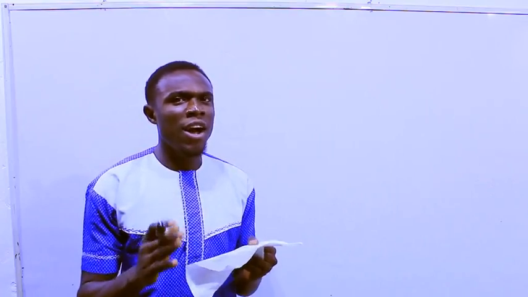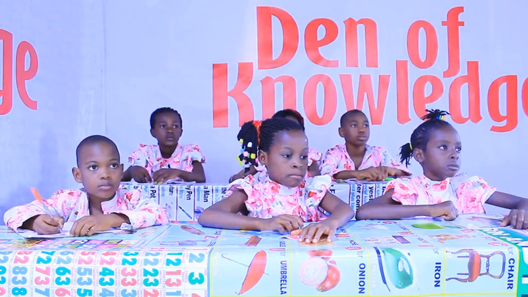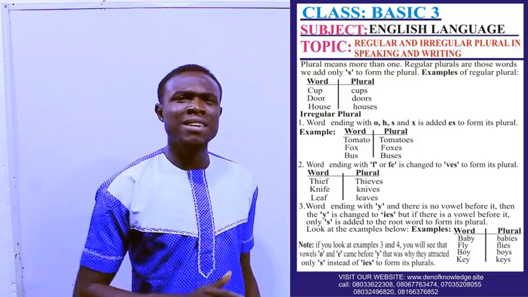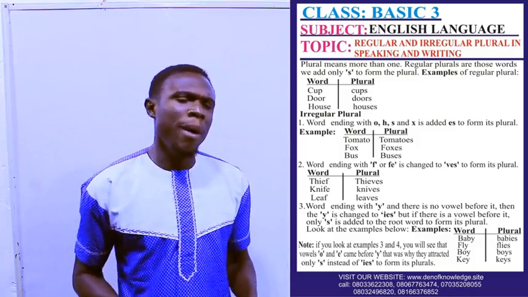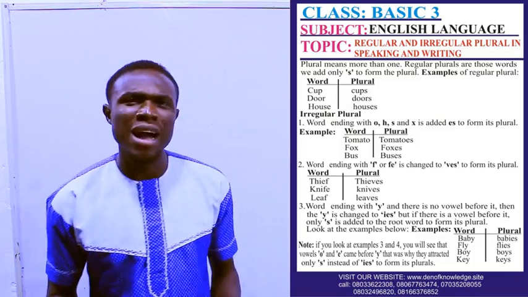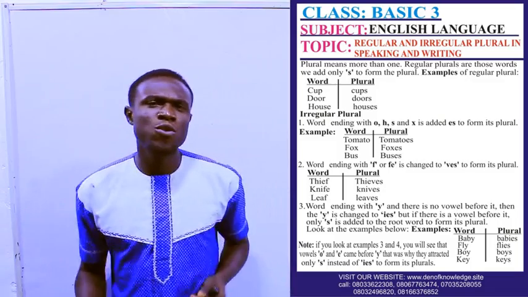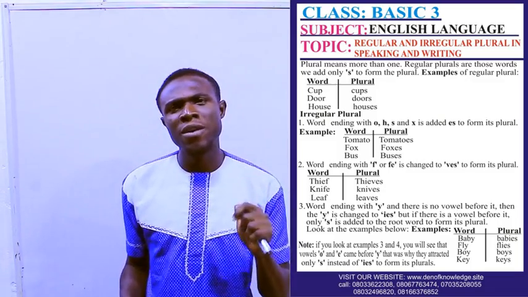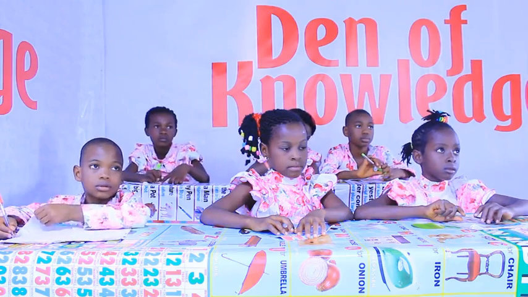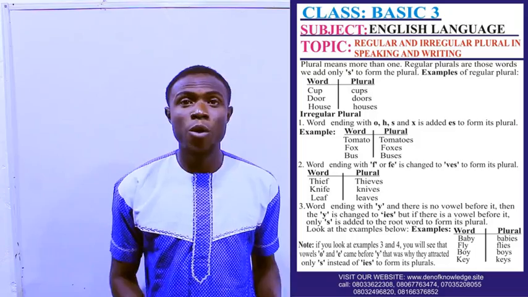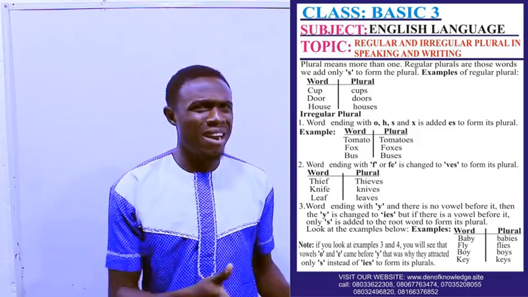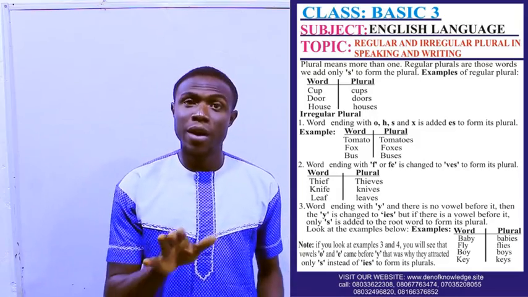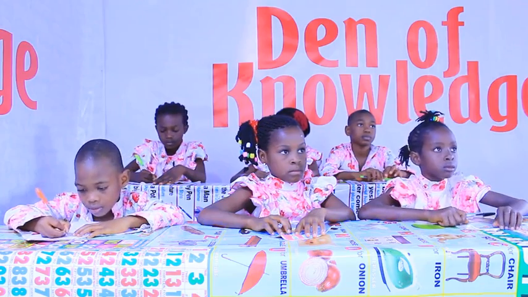Regular and irregular plural in speaking and writing. That's what we'll do today. Remember, the last time we did noun, we looked at plural form of noun. And I told you that plural form of noun has different forms. We have the one we call regular and the one we call irregular. And I hope you must have been asking yourself, which one is regular and which one is irregular? Relax. Today, we are going to deal with them.